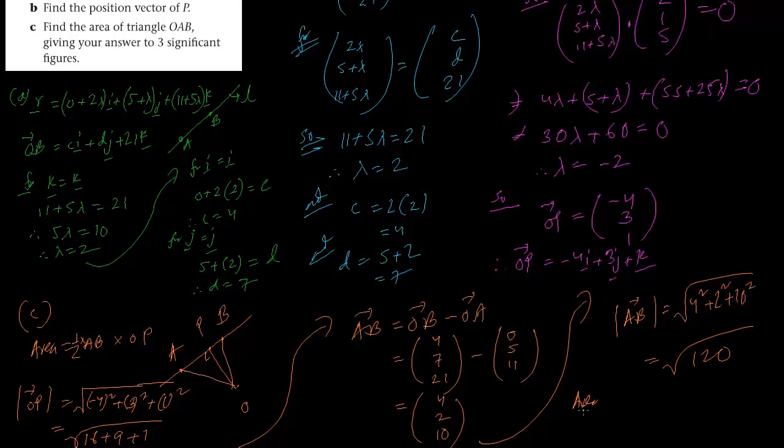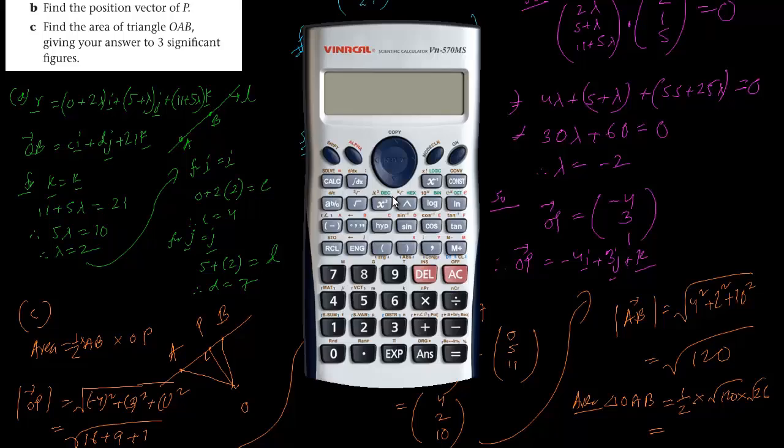So the area of triangle OAB is half into base, which is square root of 120, into height, which is square root of 26. So let's see what the value turns out to be. Half into square root of 120 into square root of 26. It is 27.9.